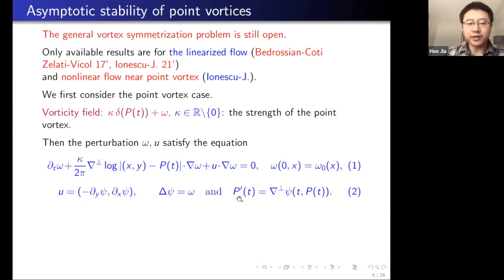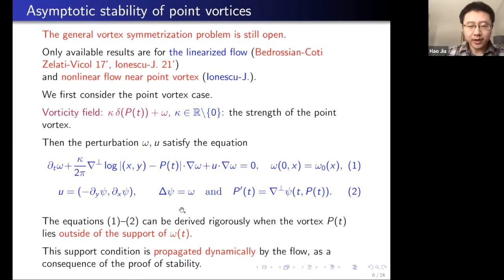And moreover, the point P_t will also move, because you have a perturbation vorticity which is not radial. So it will generate a non-zero velocity that moves P_t. So P_t moves according to this equation. So this is kind of a closed equation for the perturbation omega and u.